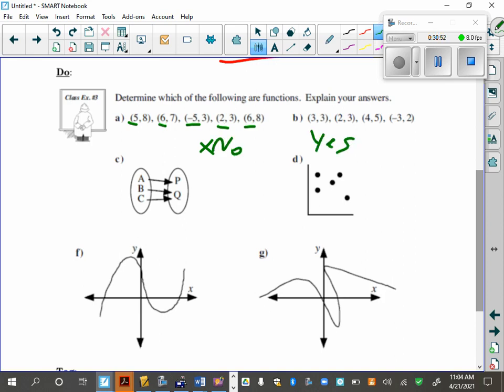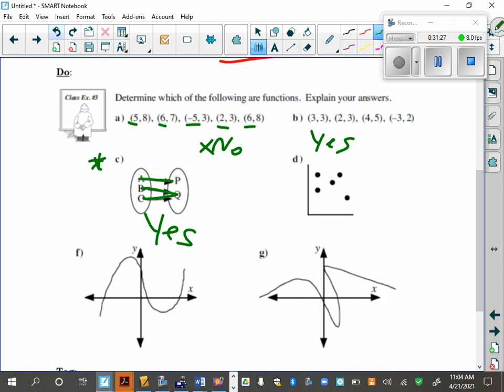Oh, that's the one. All you have to ask yourself: does every x have exactly one y? Yes, it does. It can have the same y. This x has one y. This x has one y. This x has one y. That's it. That's the function. The one that's not a function is when this x has two y's. That's not a function. But this one is a function, and that's one that will be wrong the most.